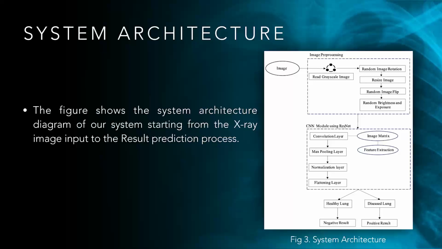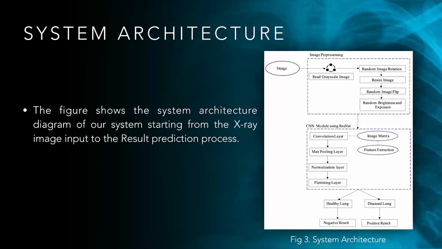After this, the CNN model using ResNet 50 is used, where inside the convolutional layer, feature extraction and matrix conversion is done. Inside the max pooling layer, the dimensionality reduction and spatial invariance is done, where max pooling layers reduce the dimensionality of the feature maps generated by convolutional layers. The normalization layer does consistent feature scaling, where it standardizes the input to the next layer, ensuring that the feature scale remains consistent across different images. This helps in faster convergence during training.